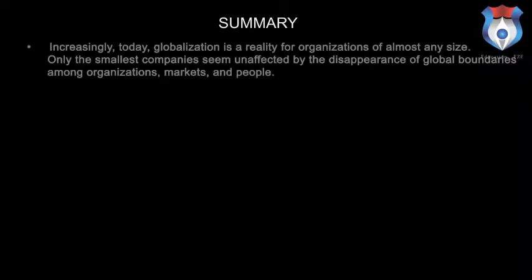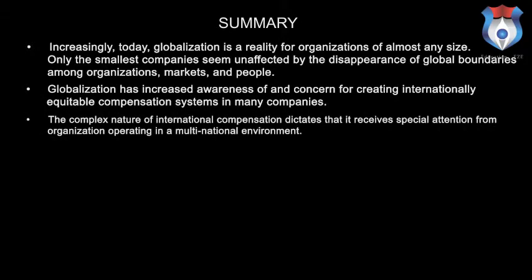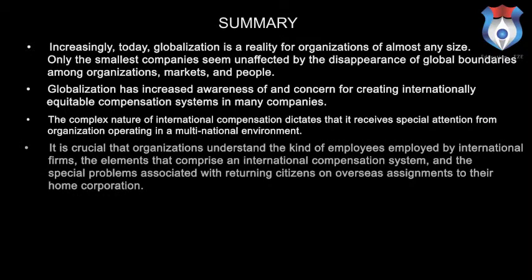Summary. Now, in the end, let us summarize what we have learned in this lecture. Increasingly today, globalization is a reality for organizations of almost any size. Only the smallest companies seem unaffected by the disappearance of global boundaries among organizations, markets, and people. Globalization has increased awareness of and concern for creating internationally equitable compensation systems in many companies. The complex nature of international compensation dictates that it receives special attention from organizations operating in a multinational environment. It is crucial that organizations understand the kind of employees employed by international firms, the elements that comprise an international compensation system, and the special problems associated with returning citizens on overseas assignment to their home corporation.